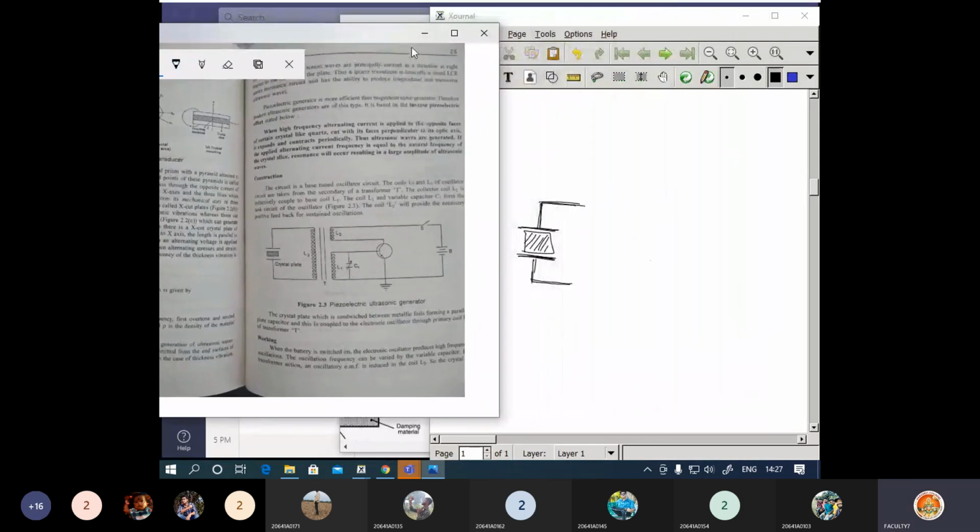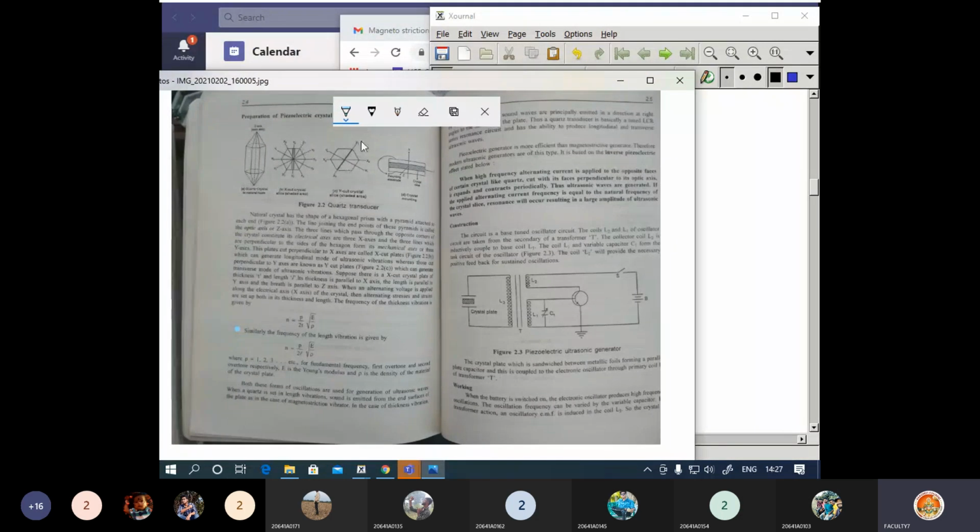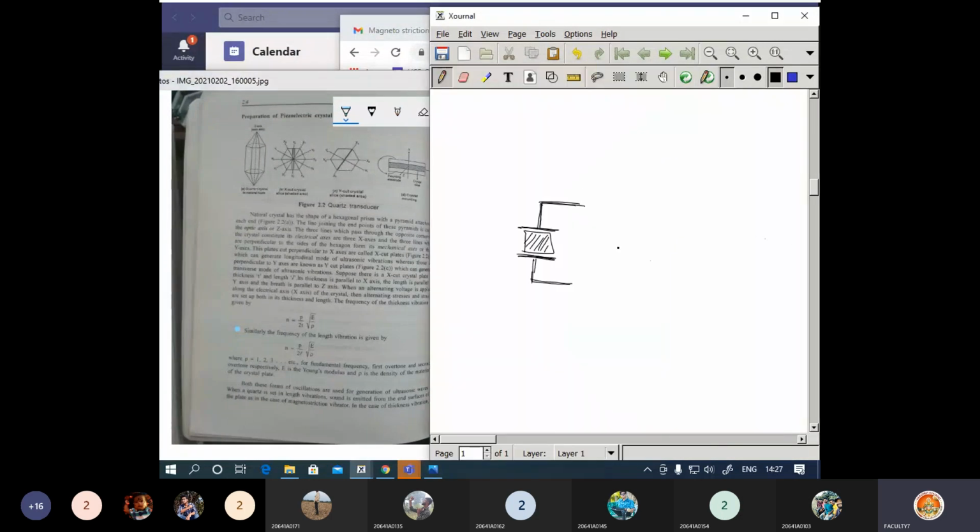Okay, this is the circuit. First of all we will start with this part. We will start with the crystal. First of all, let us understand what the crystal is. This is a hexagonal crystal, so the hexagonal structure will be like this. Here this is a top face and here this is a bottom face.